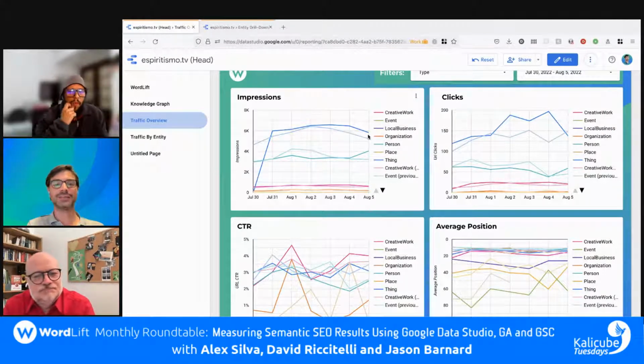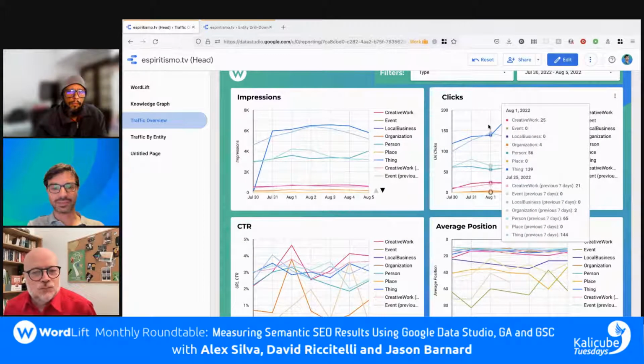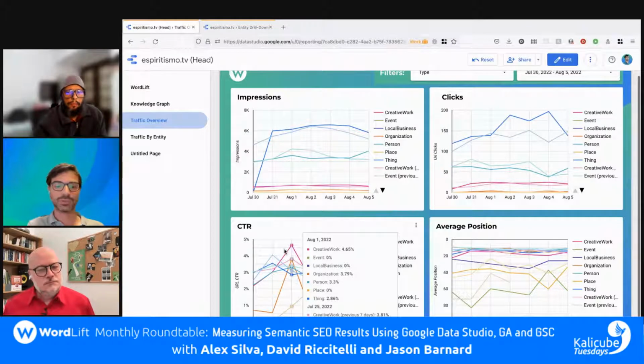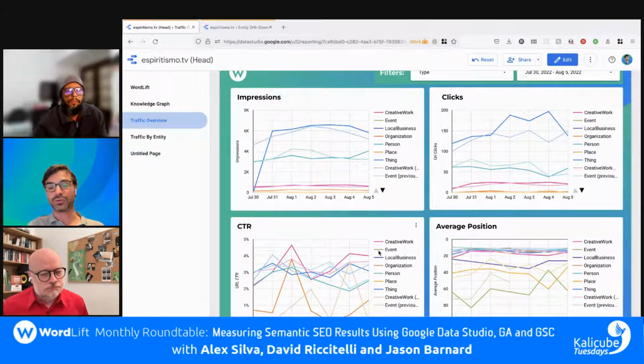Brilliant. And I think this is quite an interesting report, because what we can see here is that, for example, while we have a high number of impressions and a high number of clicks, we can also see a different KPI, which is the CTR, and we can see that creative work has a very high CTR. On another website, we saw, for example, that event has a very low average position, very late in the SERP, yet has a very high CTR. So this gives quite an idea about the entity types that you should use or promote more in the content.